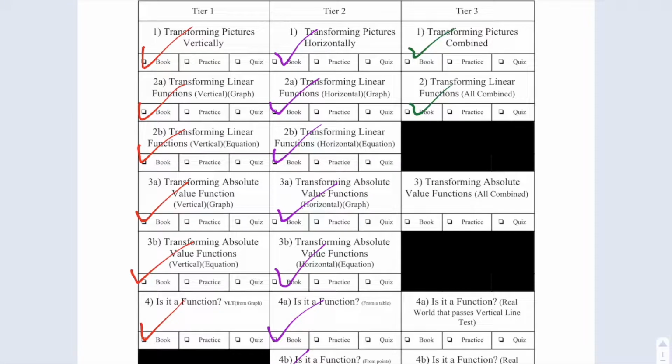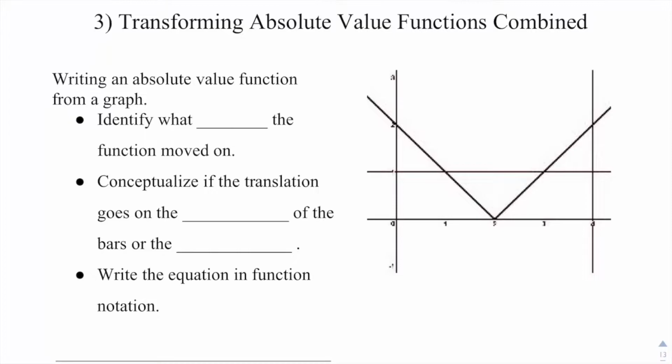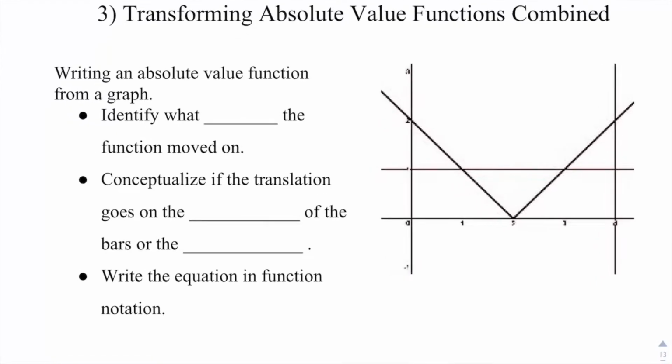Hello Algebra 1 students, we are in Unit 3, Tier 3, Lesson 3, Transforming Absolute Value Functions all combined. So let's check off our booklet. Here we are in Lesson 3, Tier 3, Transforming Absolute Value Functions combined. So let's zoom in here so we can see.